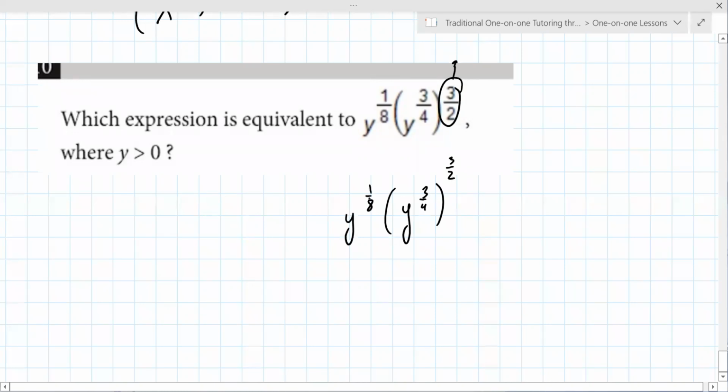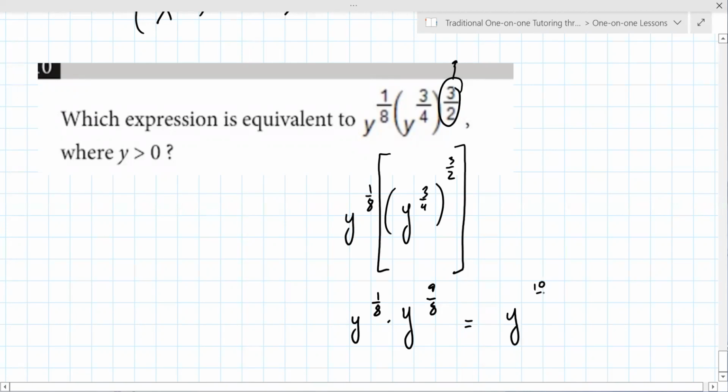Now there isn't always an order of operations, but you do want to do the exponent rule first. So I just do 9/8. Yes. y to the 9/8 and y to the 1/8. Bases are the same. What do you do to the exponents? Add. So give me that final answer. 10/8. So that'd be 5/4.